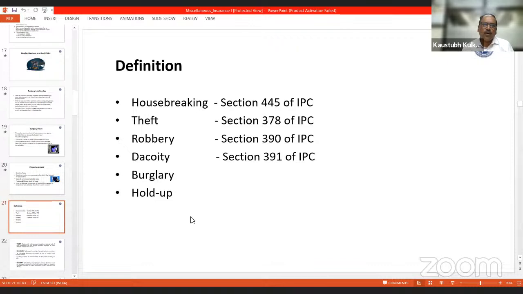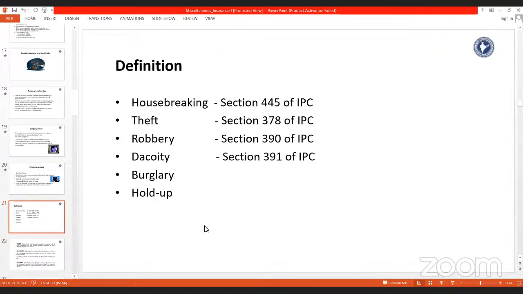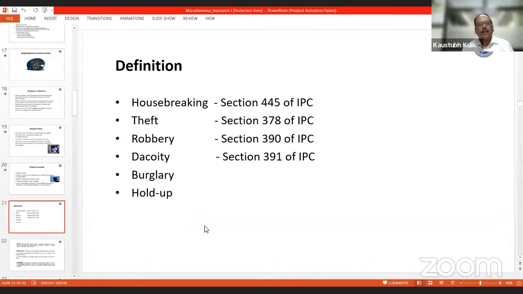These are certain definitions for sections under our IPC. For housebreaking, section 445 of the Indian Penal Code. Under theft, section 378. Under robbery, section 390. Dacoity, 391. Burglary, hold up. So these are all part of burglary only, but according to the degree of hazard or according to the number of persons who are involved in burglary, the definitions are changed. So as the aggravation goes on and on, the definition of burglary is changed. According to the severity, the definitions are changed.